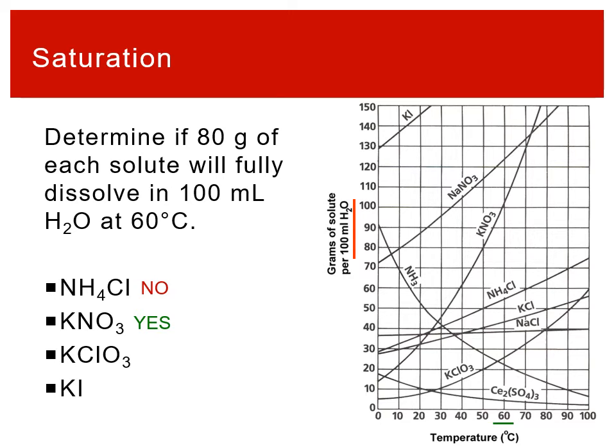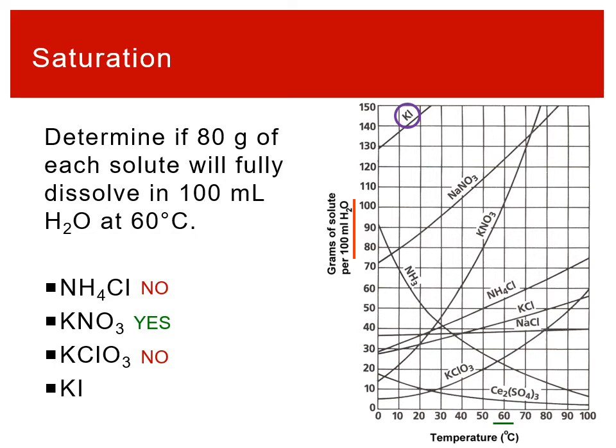Potassium chlorate, you can see, is down here. Kind of a weird intersection, but this potassium chlorate is what we're looking at. You can see down low, only 25 grams can dissolve, so no, not even close. Not even half. Most of your solid would stay as a solid in the bottom of your beaker.